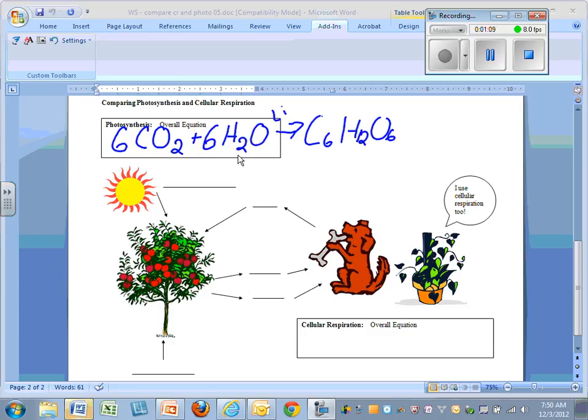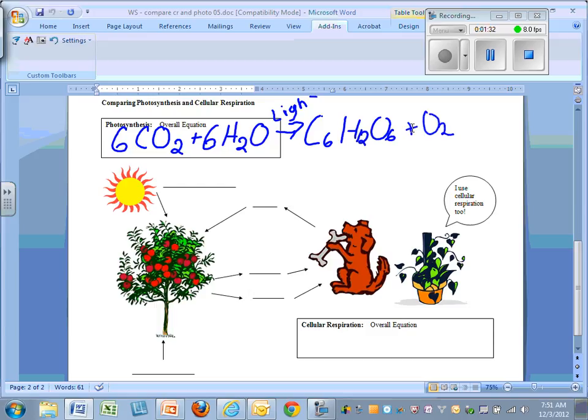Carbon dioxide from the air, water from the ground, and with lots of light, we're able to convert that light energy into this molecule, glucose, and add oxygen also. Put a plus O2 after the glucose. Yeah, plus O2. It's not completely synced. There we go. Perfect. Thank you.